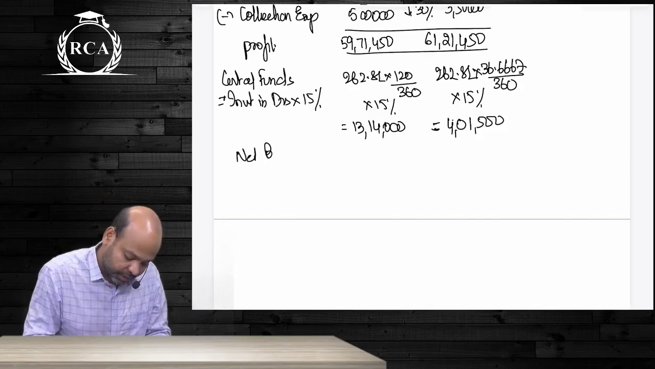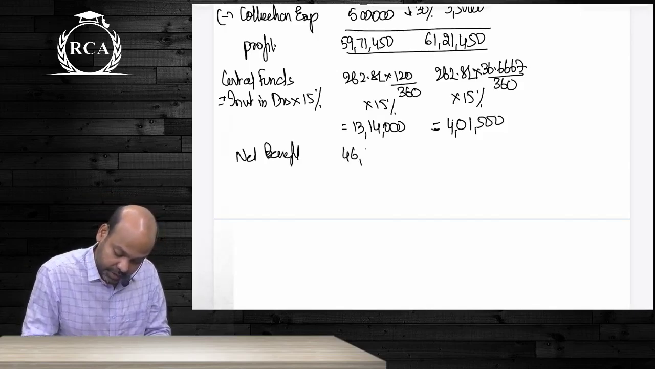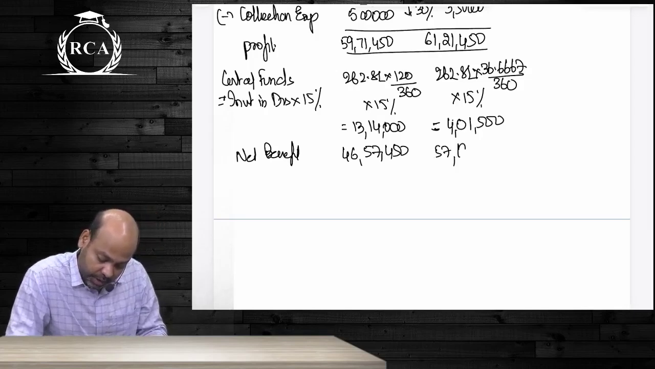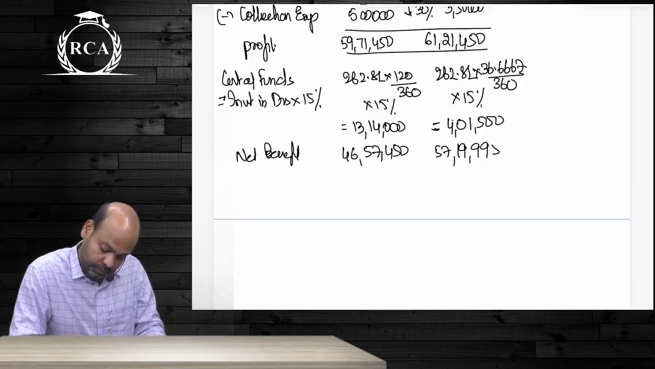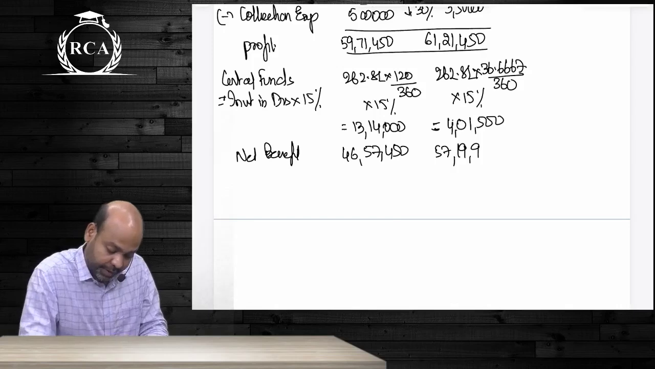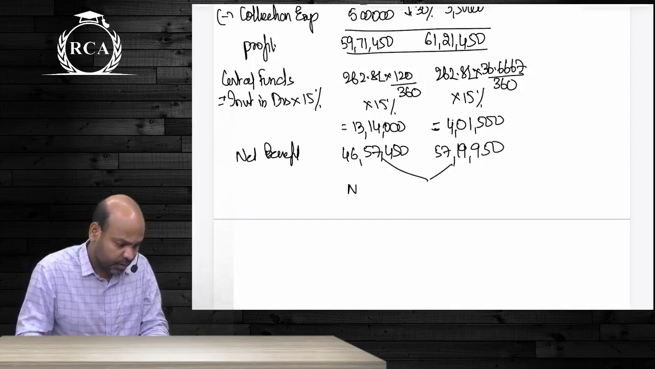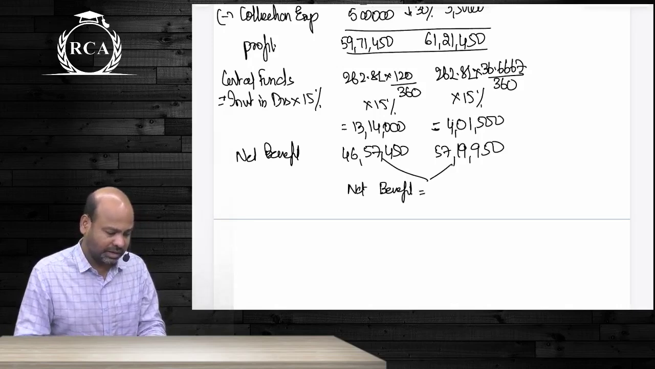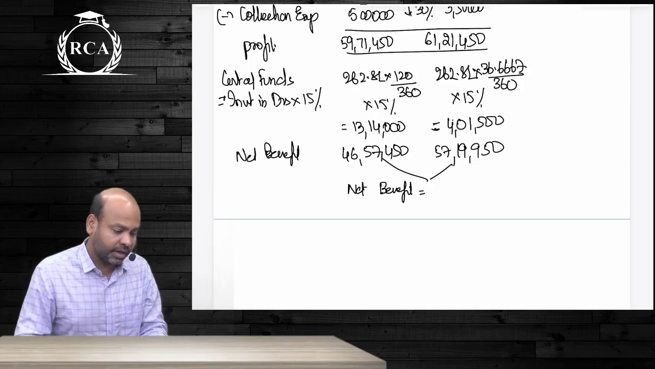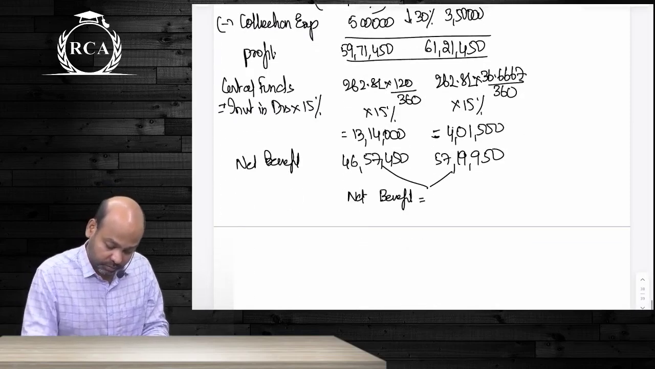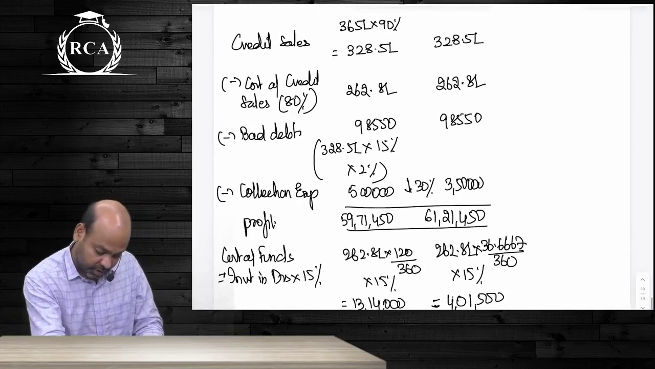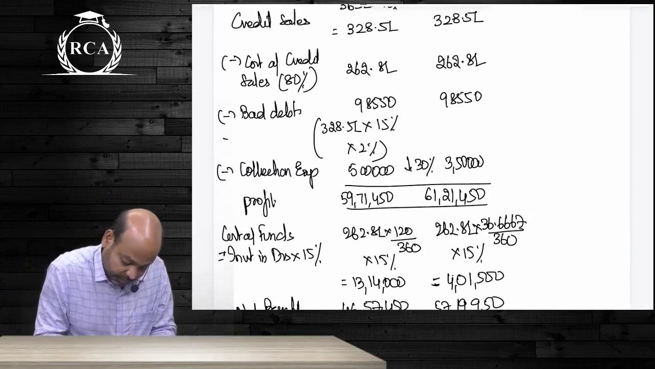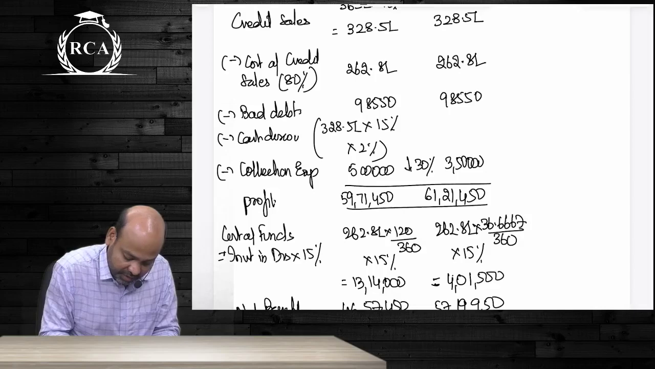What is your net benefit, guys? 46 lakhs 57,450. 57 lakhs 19,009. What's the net increase in benefit? Can you just go through the cash discount, guys? Can you fit in cash discount somewhere please, beta? Is there space near bad debts? We'll make it, guys. Cash discount, guys.